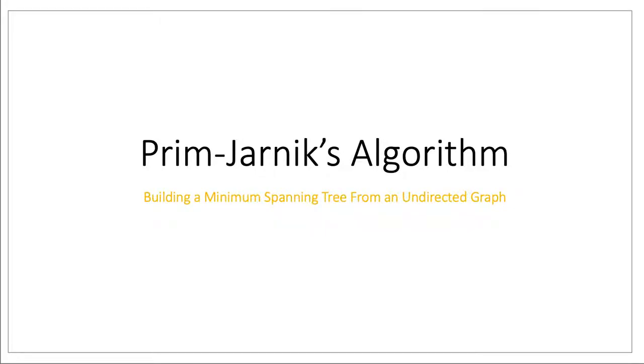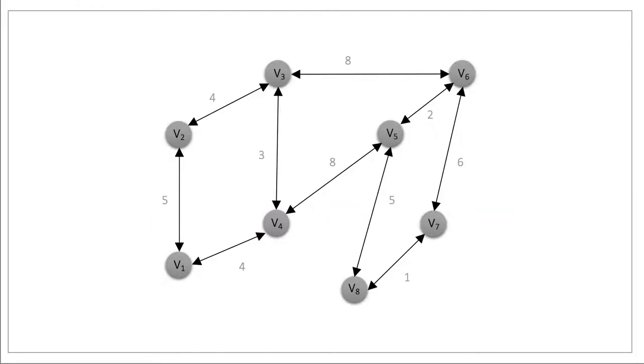I'm going to be building a minimum spanning tree from an undirected graph using Prim-Jarnik's algorithm. So here is our undirected or bidirectional graph. With Prim-Jarnik's algorithm, you grow the minimum spanning tree from a starting root vertex, and I've used V1 as that. So we begin with this root vertex in the little initial cloud of vertices.